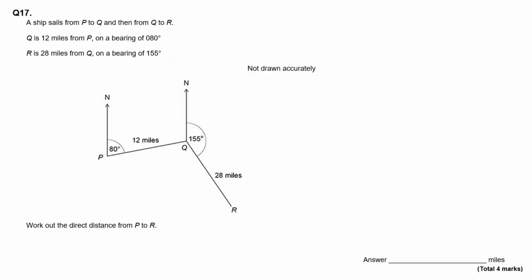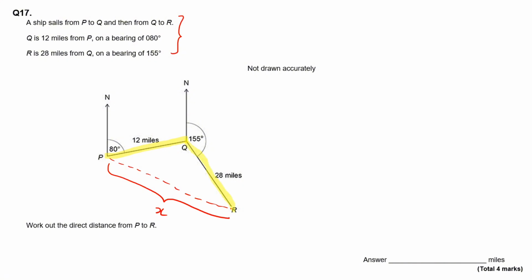Question 17. All this information up here is actually explaining what's in this, and work out the direct distance from P to R. So they're asking us to work out the direct distance from P to R. This section here, I'm going to call it X. Because I know the sides, I know this bit, I know this bit.